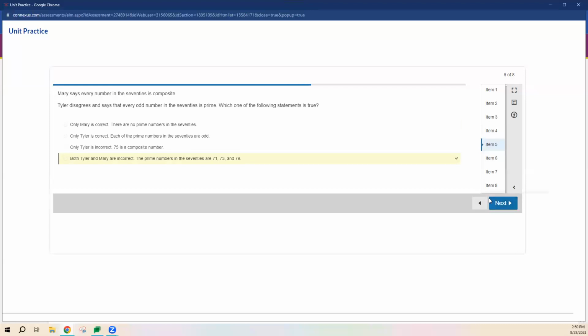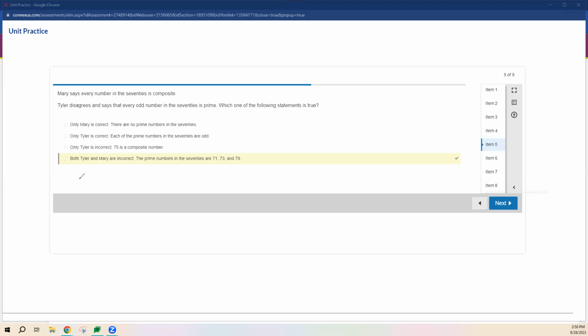All right, this one has some words in it. So we want to make sure that we stop and think about the problem the way that we would for a regular word problem, and break it down. Mary says that every number in the 70s is composite. All right, remember our composite numbers have more than 2 factors, so that you can do more than just 1 times the number itself. Tyler disagrees and says that every odd number in the 70s is prime. Every odd number in the 70s is prime.